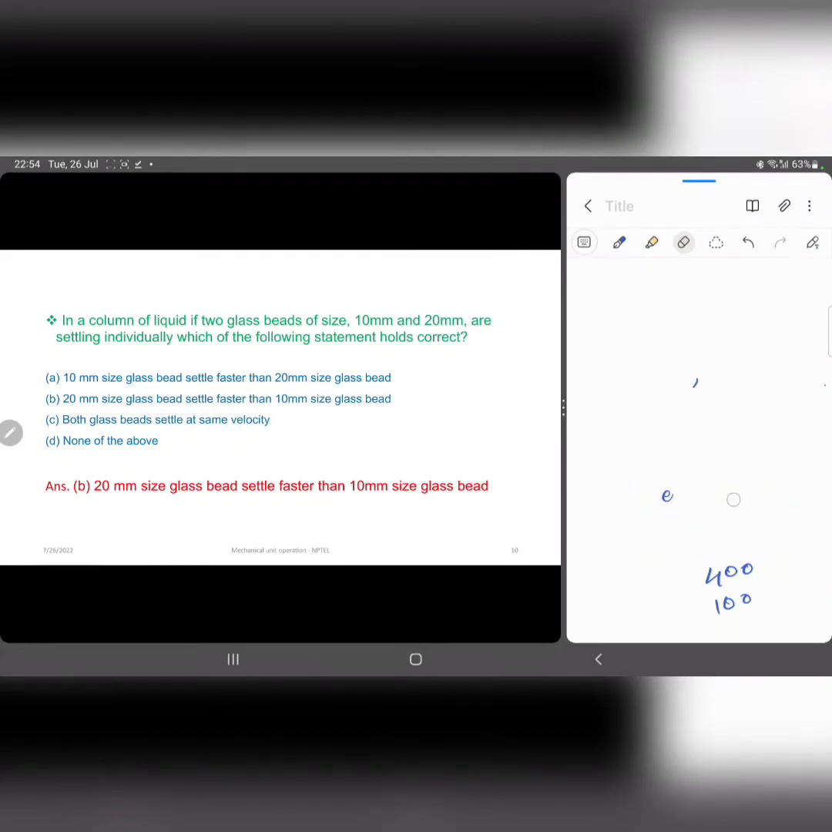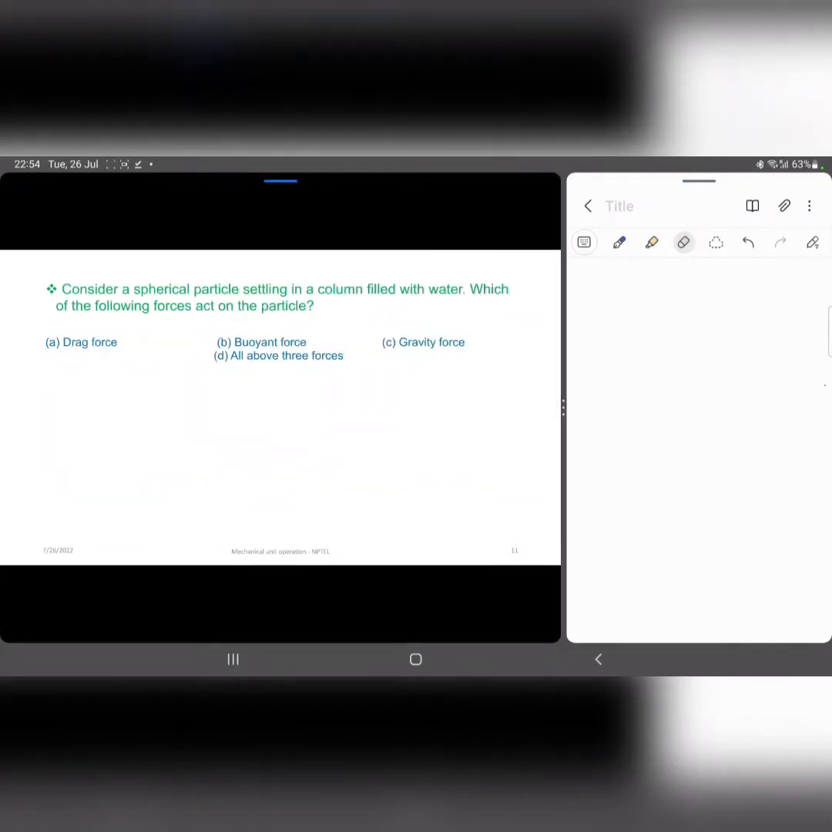Okay, so this is the first. This kind of example you need to solve before the course. I think you do not require any course knowledge to solve these kinds of equations, but you need to understand exactly what condition is given in our problem, so we can solve according to it. Now this is another important and simple question: consider a spherical particle settling in a column filled with water. Which of the following forces act on the particle?